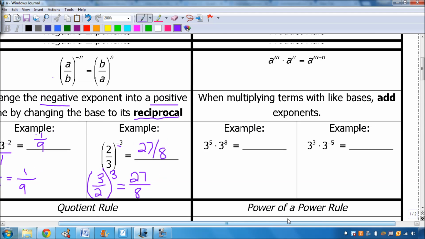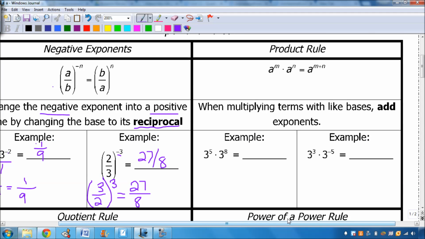Now, the next rule that we're going to talk about is the product rule. And remember that when you multiply any numbers with exponents, if they have the same base, you can just add the exponents. So right here, when multiplying terms with like bases, add the exponents. So here, all I have to do is see that the bases are the same and my exponents are 5 and 8. So 5 plus 8 equals 13. So my answer is 3 to the 13th power.